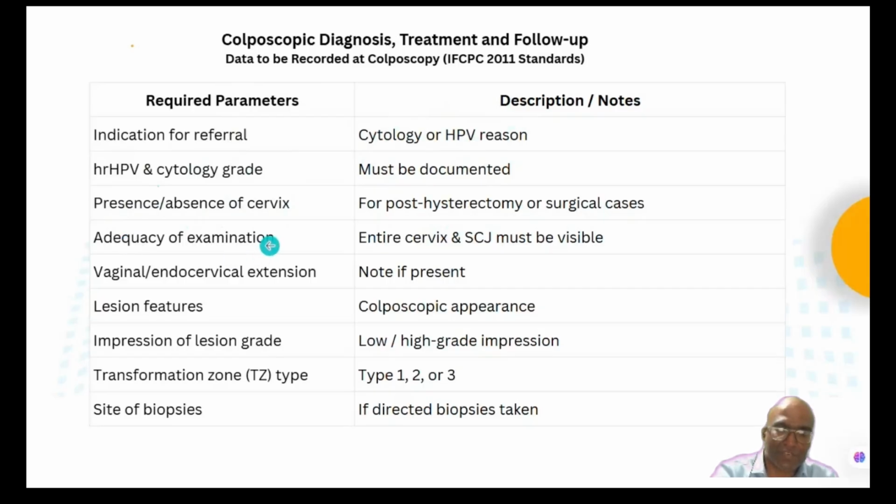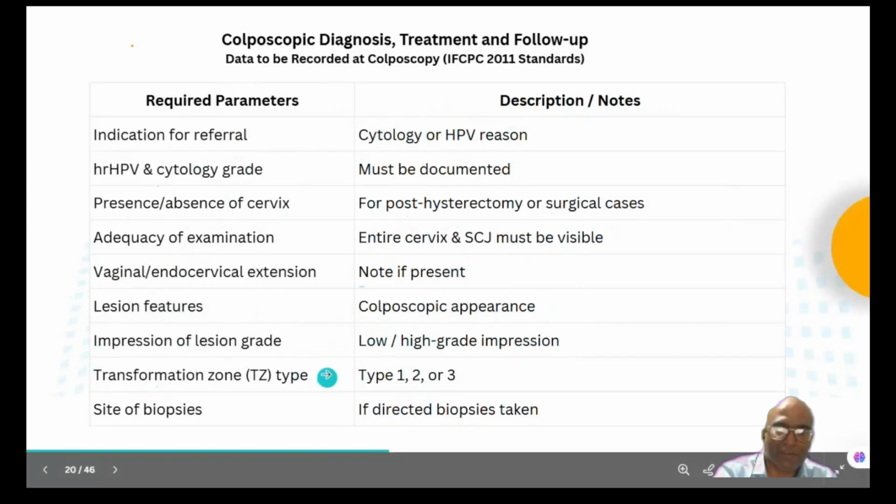And then adequacy of the examination. During colposcopy, whether the entire cervix and squamocolumnar junction is visible or not needs to be documented. Is there any vaginal or endocervical extension? That is to be noted. Then lesion features: the exact colposcopic appearance, your colposcopic finding, will be documented. Impression of the lesion, whether it is low grade or high grade, needs to be mentioned. What is the type of transformation zone, whether it is type 1, type 2 or type 3? What is type 1, type 2 and type 3, we will see subsequently. And the site of biopsy, if a biopsy is taken, needs to be mentioned.